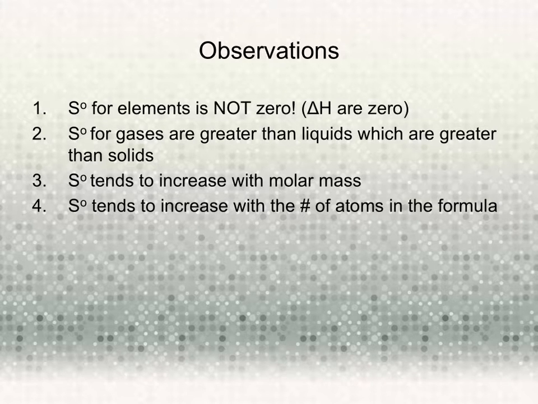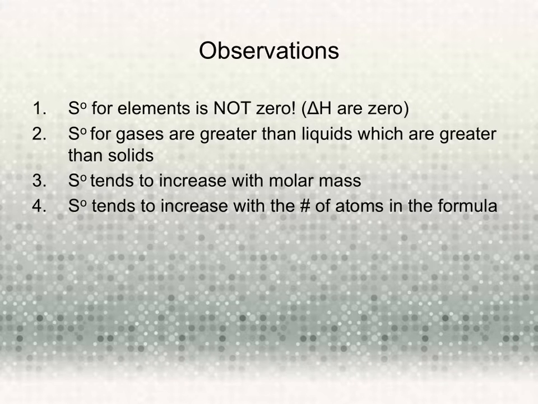Molar entropy values for gases are going to be bigger than liquids, which are both bigger than solids. And that makes sense because gases have more disorder than liquids, and both gases and liquids are more disorganized than solids. Entropy values are going to be bigger when you have a bigger molar mass in general. So if you look at a compound that has a higher molar mass, you may be able to explain why the entropy is bigger or smaller.